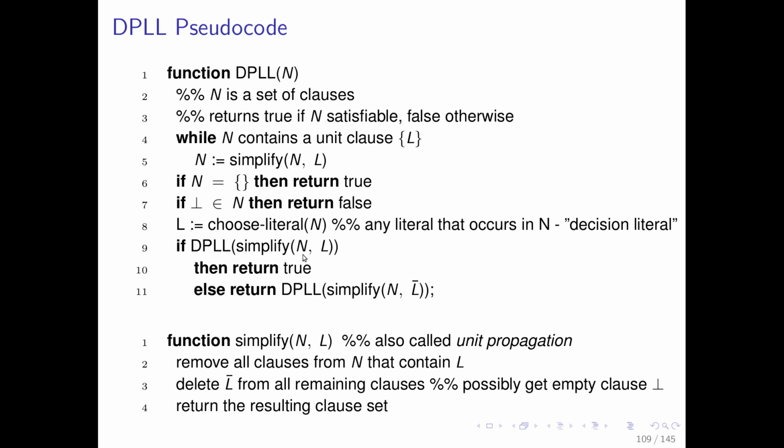So what are we going to do? We're going to first of all call simplify N with L. In other words, see what happens if I were to make L true. That's this subroutine here. And hopefully I'm going to get a smaller set of clauses. And then I'm going to call dpll recursively. So in other words, start this whole process again on the result of simplifying N with L. Okay? Now, if that thing returns true, then return true. Otherwise it returns false.